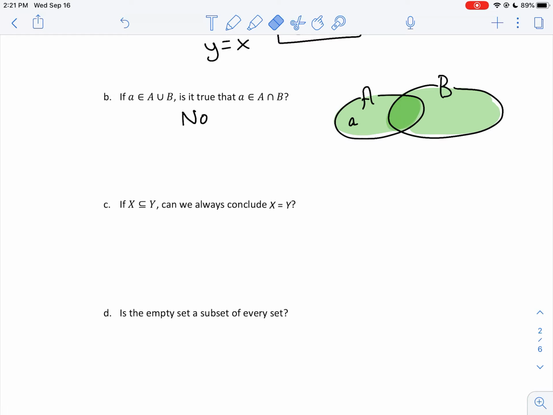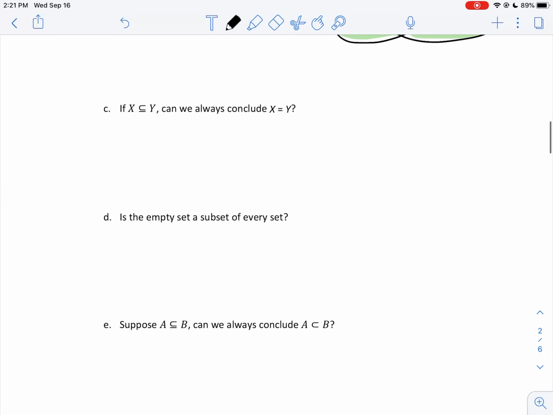Now, it is possible that A could be in both, right? Or I could have put the little a right there, but it's not required. So this is asking, is it generally true that A will be in the intersection? And we can't say that it's generally true. It might be true in some cases, but not generally.